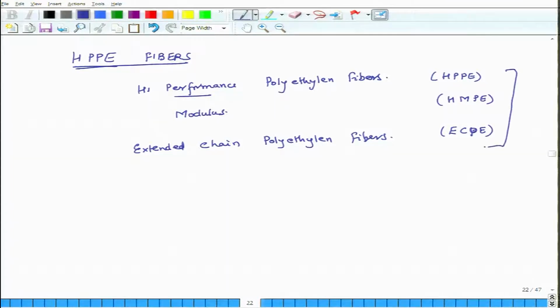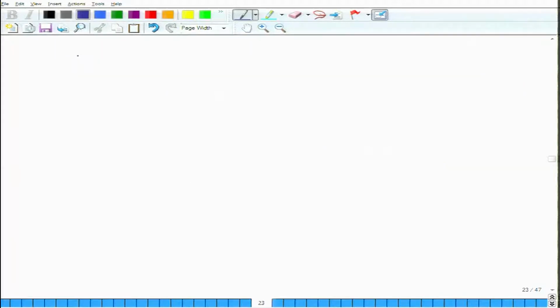In market, some of the brand names which are known are Dyneema, Spectra. So, you say I need Spectra fiber, that will imply one of the HPPE fibers, but these are brand names. Okay. Let us look at some of their special attributes.